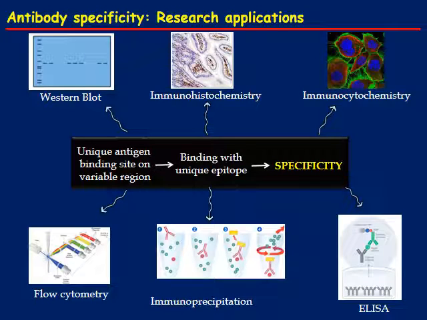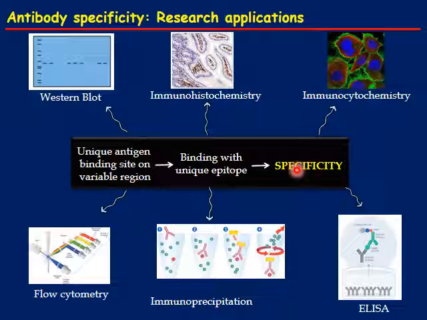It is the binding specificity of antibodies that makes them ideal reagents for their research applications in life science and clinical research. It infers that a unique antigen binding site or paratope on the variable region of the antibody will be specifically binding to a unique epitope on the antigen. So it will support the precise detection of the target antigen.